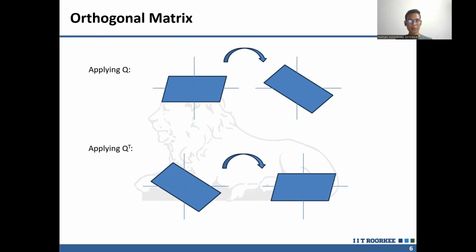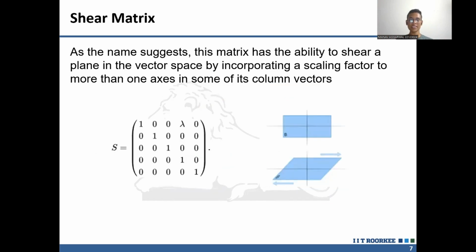Let's take upon the next type of matrix, that is the shear matrix. As the name suggests, this matrix has the ability to shear a plane in the vector space by incorporating a scaling factor to more than one axis in some of its column vectors. Now, how to look at it is that if we consider the very same diagonal matrix with all elements of the diagonal being 1, but in the fourth column vector, we have added another scaling factor lambda to the first row. Now, what this does is it will perform a shearing operation on the plane which it is applied on.